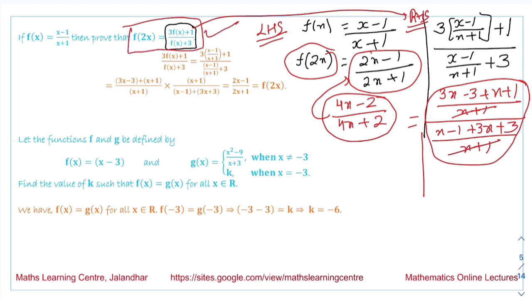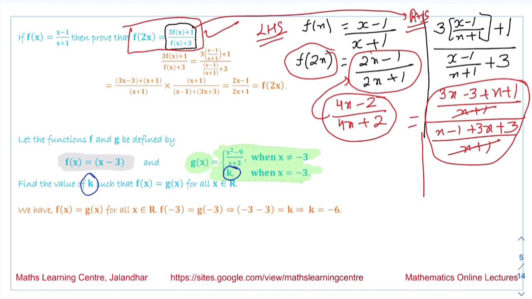Next we have, let f and g be functions. These functions are defined like f of x is equal to x minus 3 and g of x is a piecewise function given to us, and it is defined in this form. We have to find the value of k such that f of x is equal to g of x for all x belonging to R.